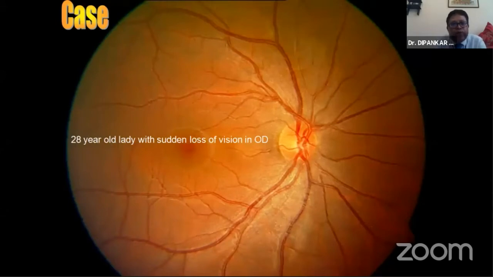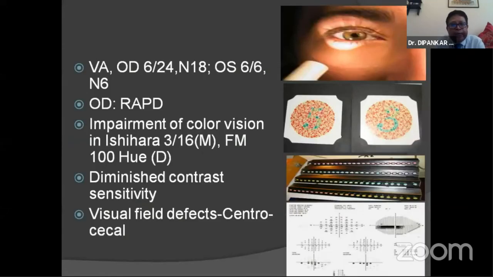A 28-year-old lady with a sudden loss of vision in the right eye. She had pain in the right eye on ocular movement, mostly in the retrobulbar area, a boring pain she felt. Vision was 6/24 in the right eye. The left eye was normal. There was a relative afferent pupillary defect, and impairment of color vision was seen in the right eye by the Ishihara chart and FM-100 test.